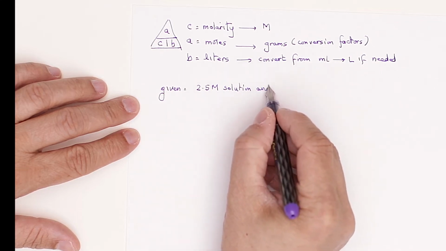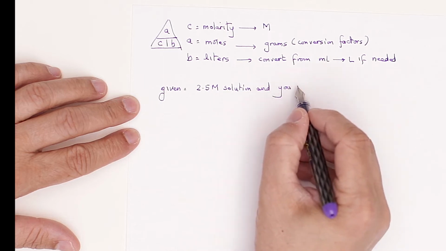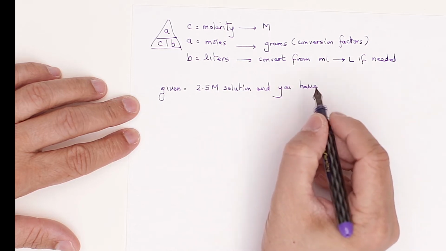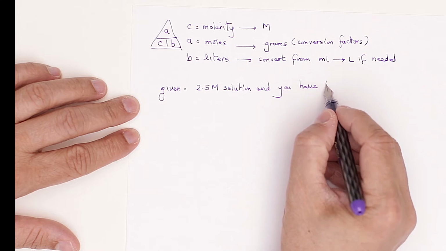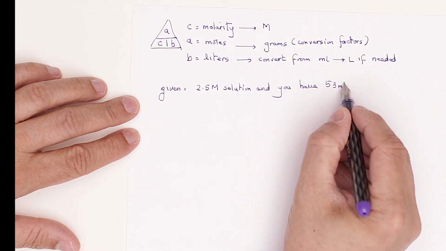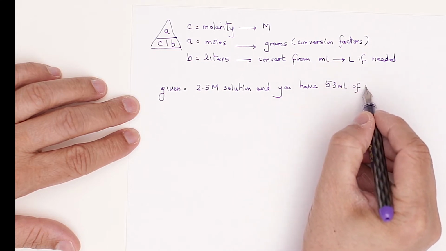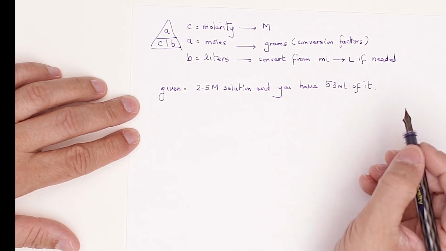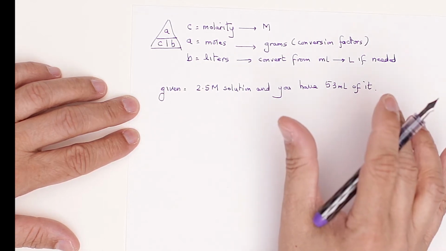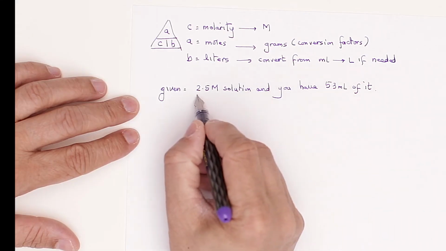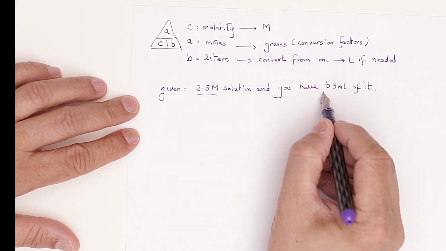and you have 53 milliliters of it. The question is, how much salt did you dump in here? So the last time around, you were given the amount of salt. You were looking to calculate the molarity. This time around, you're given the molarity, and you're given how much of it you made up. So the question is, how much salt did somebody actually put in there, or did you put in there?